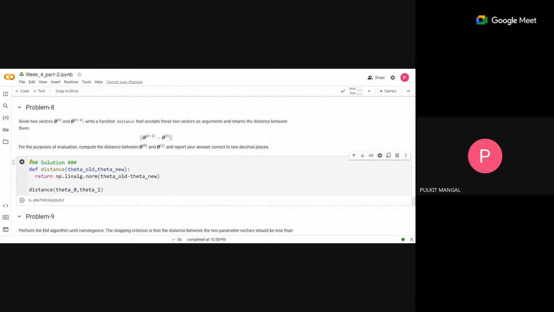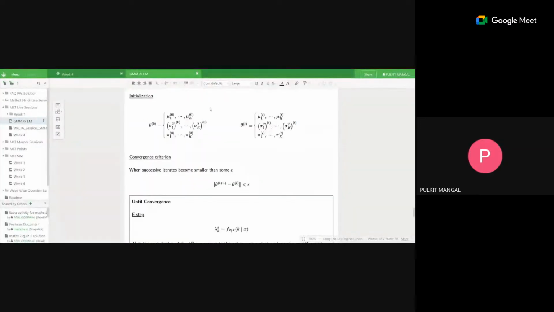But there we have three parameters, right, sir? And when we are differencing here, theta old minus theta new. Just look here.